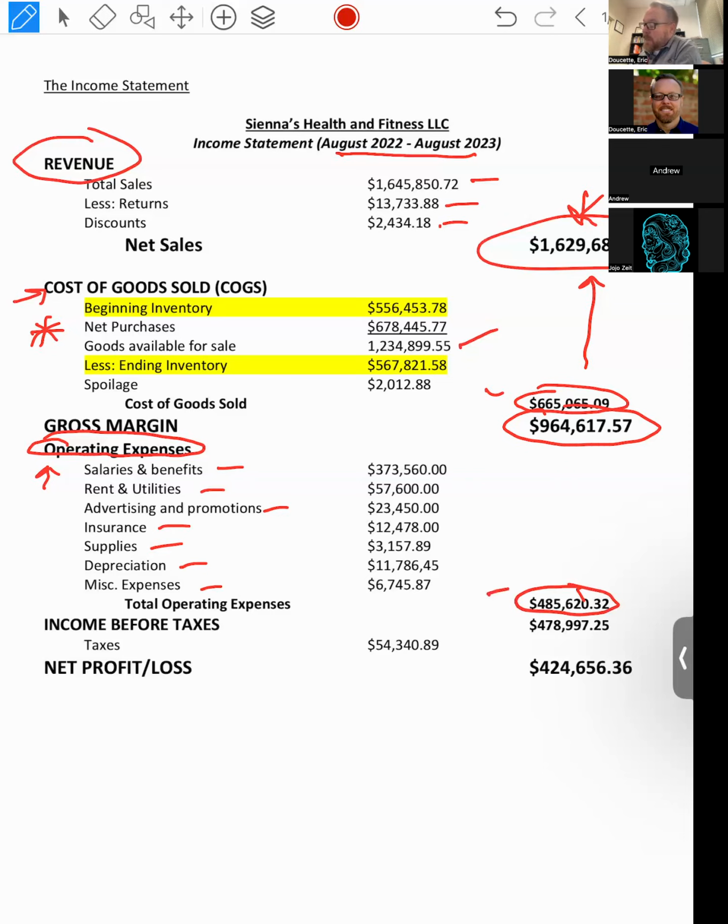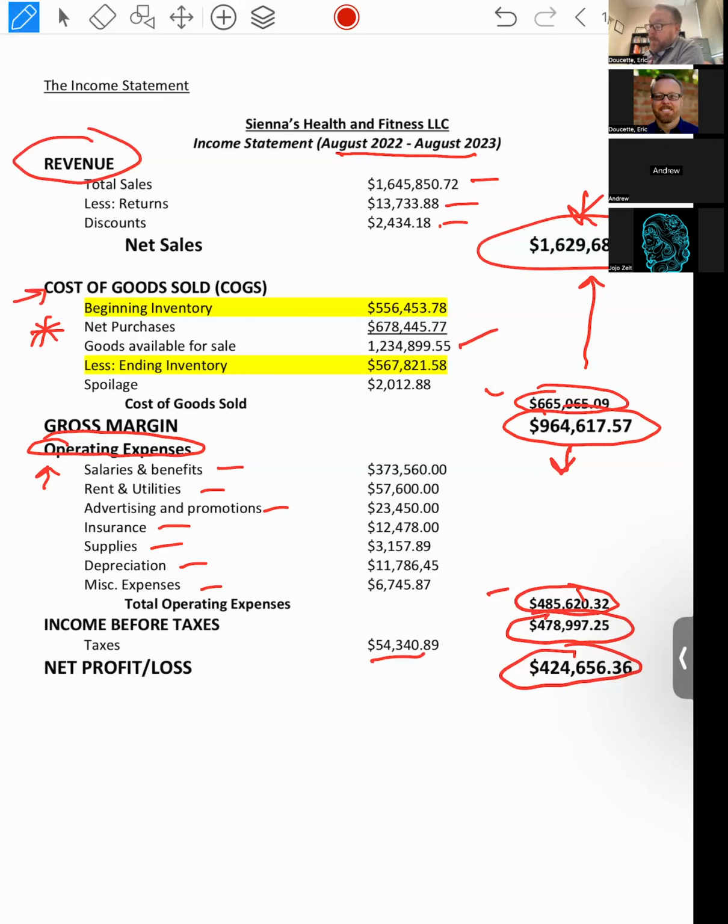So I subtract that from my gross margin, and that gives me income of $478,997 before taxes. And then the taxes on that came out to $54,340. So I have a total net profit at the end of that year of $424,000. Pretty good for a small business.